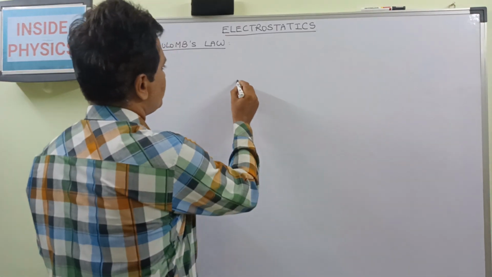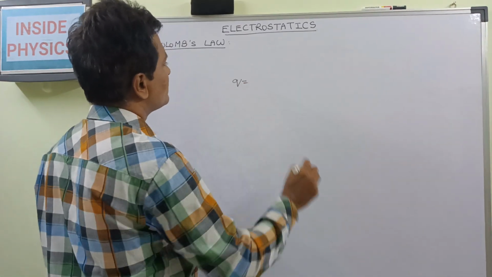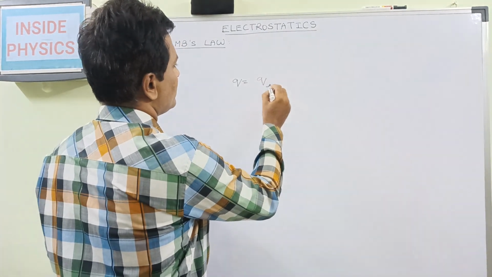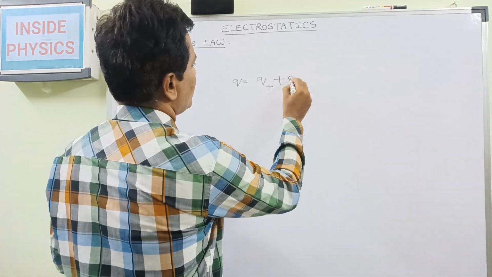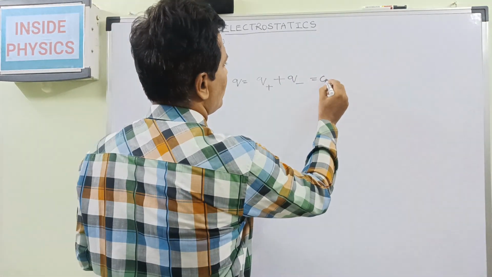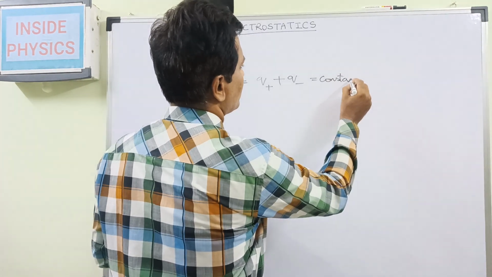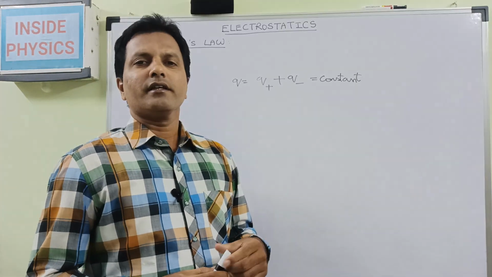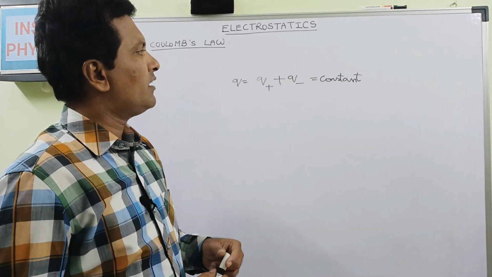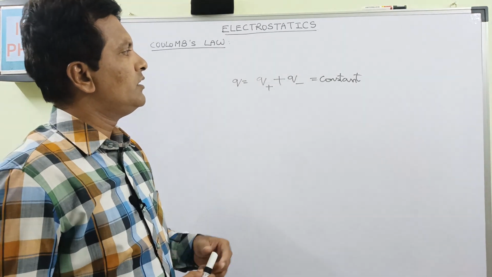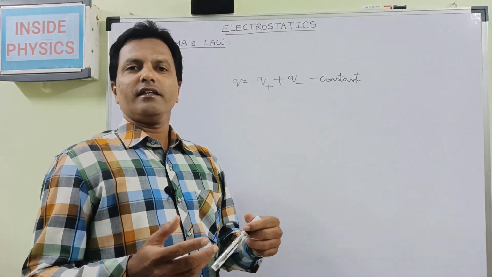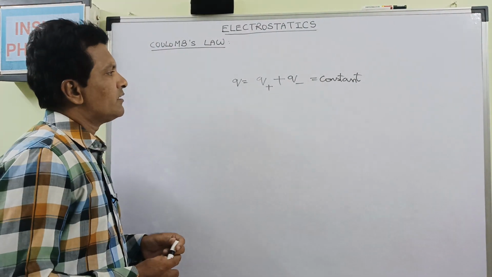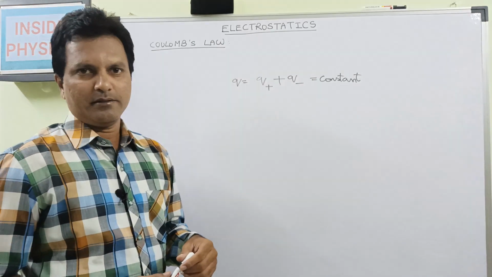The total charge on a neutral body is always constant. So this is the law of conservation of charge. This is similar to the law of conservation of energy in kinematics. Next we will see what electrification is.